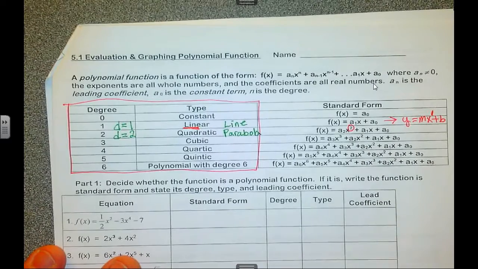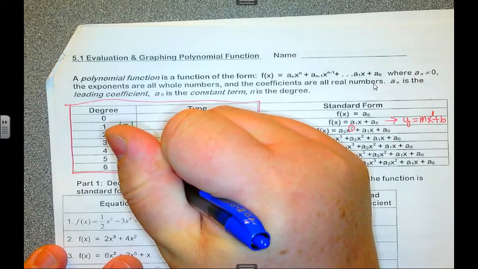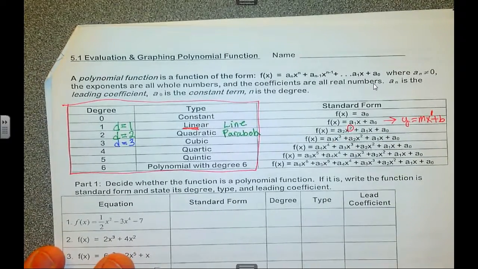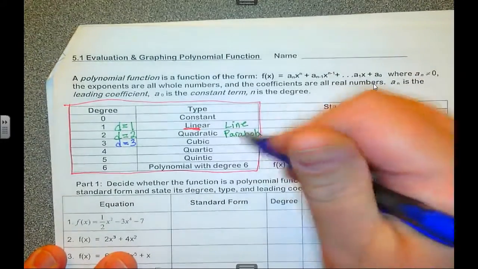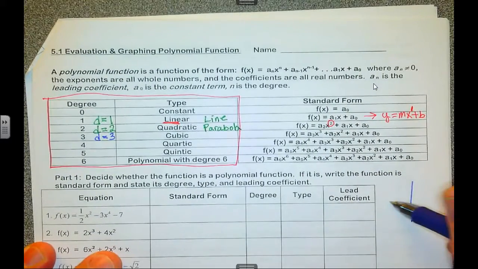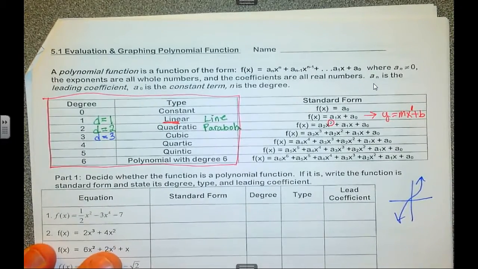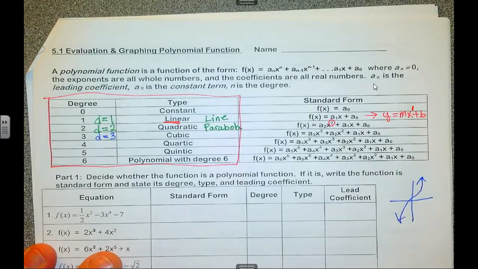Degree 3 is a cubic polynomial. I'm not sure if we did work with polynomials last semester or not. Does anybody know the shape of a cubic? It kind of goes like this. Yeah, that's a cubic. Degree 3.